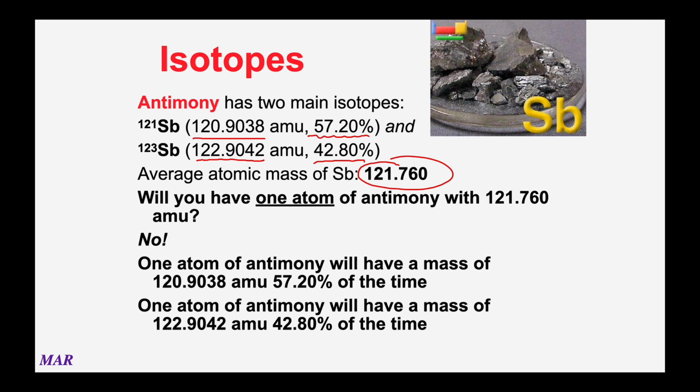And 121.76 is the same as the 2.5 kids. It's an artificial number. You'll never have one atom with that mass, all right? There is a use for that mass, and it's a super cool use, as we're going to see. But for right now, I want to be very clear. You're never going to have one atom with that exact mass.